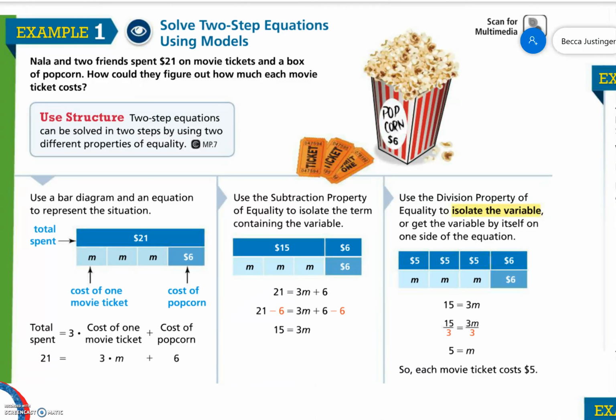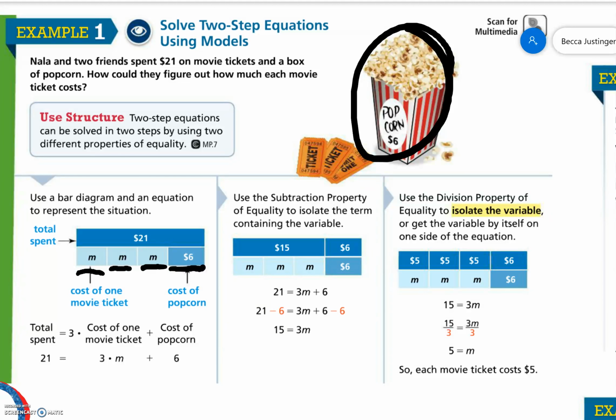Example 1. Solve two-step equations using models. Nala and 2 friends spent $21 on movie tickets and a box of popcorn. How could they figure out how much each movie ticket cost? Well, we know the popcorn is $6. So 21 is the total, and the cost of popcorn is 6, and we've got our 3 movie tickets, but we don't know how much each movie ticket is. So there's the bar diagram, and here's written algebraically: 21 equals 3 times m plus 6.